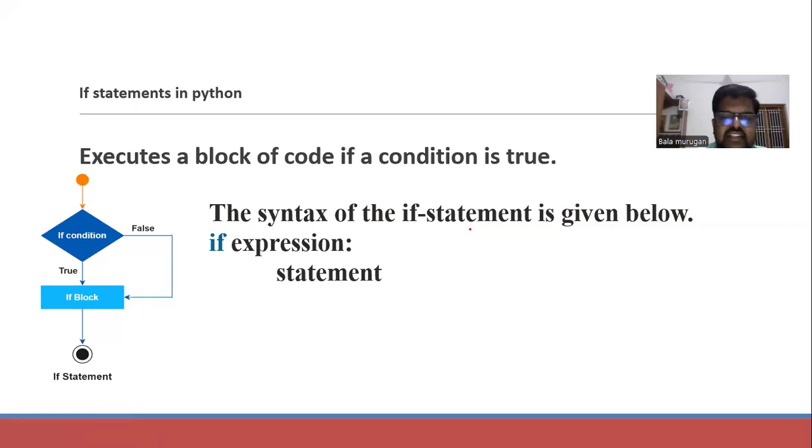Okay, see the syntax. If you write the condition, then you have to put a colon. Colon is mainly used for the purpose of indentation. We have seen indentation in unit 2. What do you mean by indentation? Indentation is nothing but giving some white spaces at the beginning of the line.